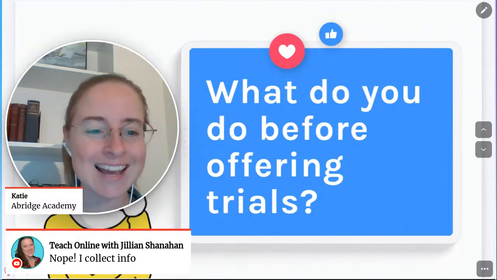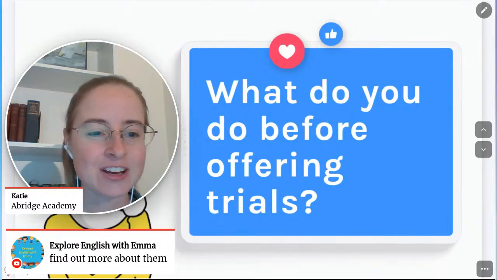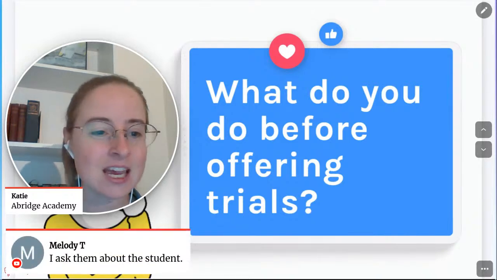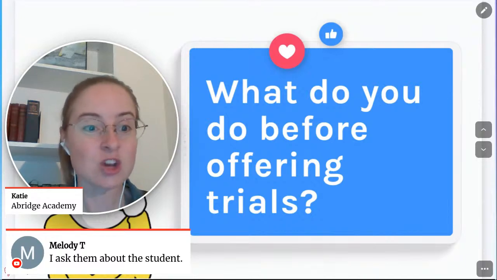Gillian saying, no, I collect info, absolutely. Find out what their goals are. Emma's saying, find out more about them, definitely. Melody, I asked them about the student. Yes, we need to know who you're teaching, right?